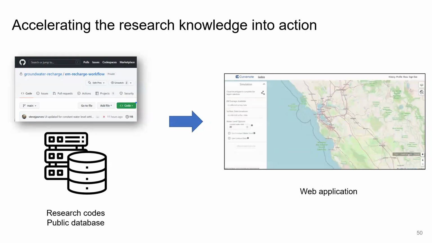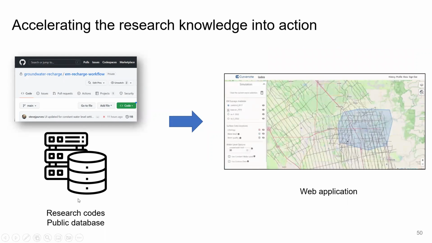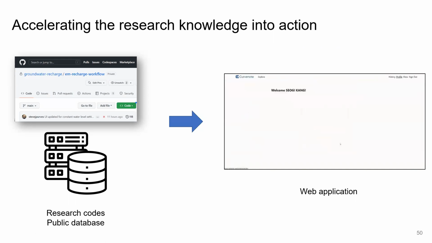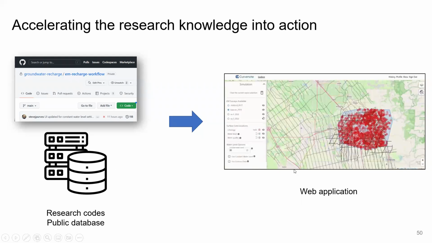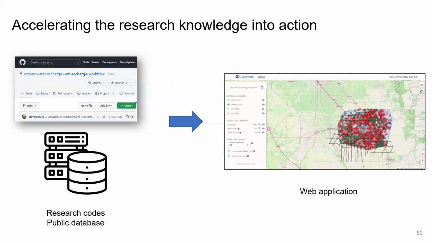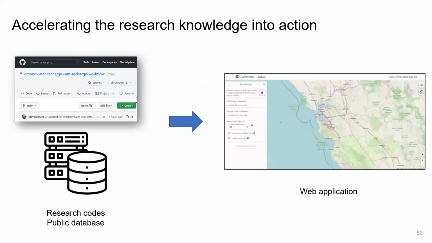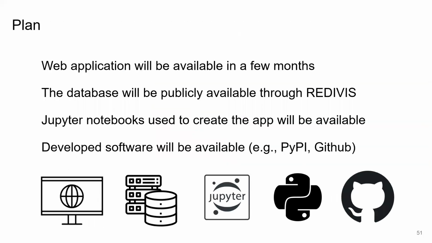And accelerating research knowledge into action. If researchers can develop these research codes and public databases, then with the work of CurveNote and other people, there could be some pieces available that could accelerate this process to turn research knowledge into action, or a production level web application. That's probably more what Rowan and Steve could do, but I'm really excited to either contribute or see what will happen in the future.